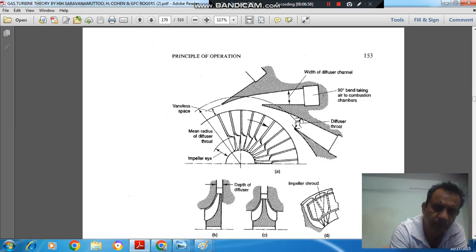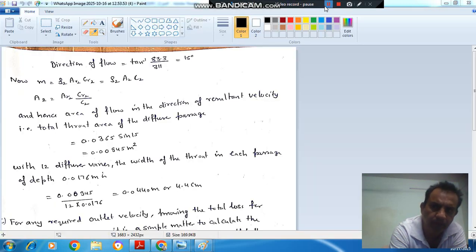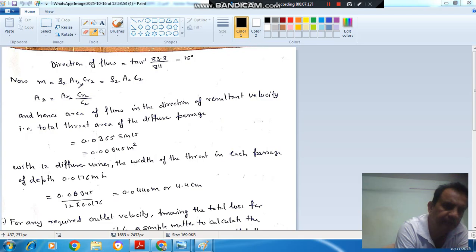And the velocity is not radial, it is C2. So we'll take this area and C2 and multiply by rho 2, and this will give the mass flow rate. Rho 2 is the same because the fluid is the same and the place is the same. So A2 will come out as AR2 CR2 by C2, and CR2 by C2 is sine 15, so the angle is 15. AR2 is 0.0365, so A2 will come out as 0.00945 meter square.